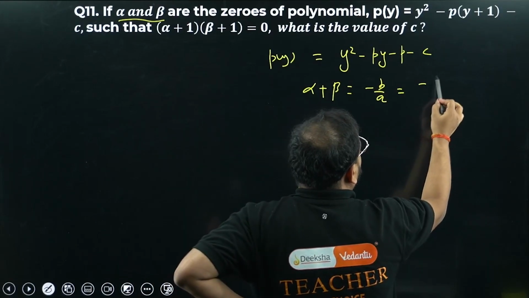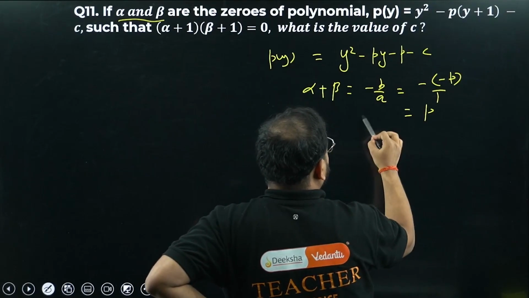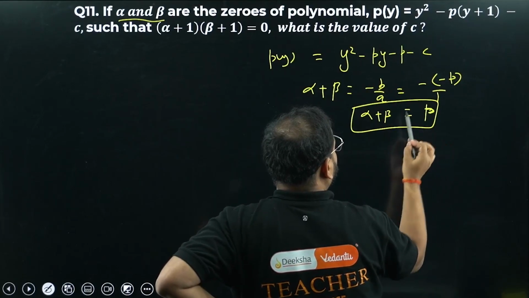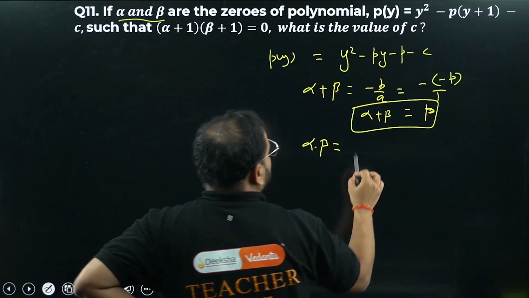How much is that? Minus of minus p by 1. Simply p. So alpha plus beta is simply p. Now alpha into beta is how much? Please cross check. Alpha into beta will be c by a.